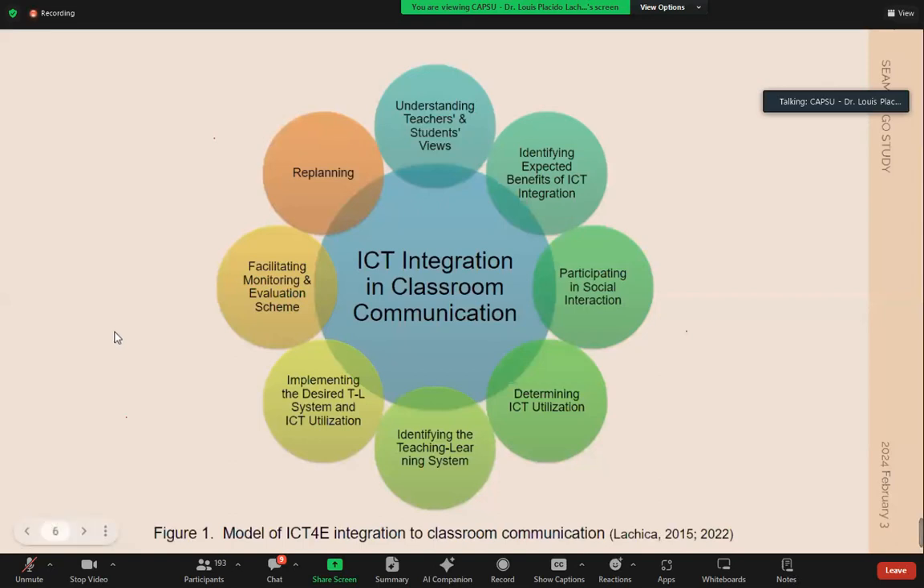Of course, the implementation of a specific intervention needs a facilitating, monitoring, and evaluation scheme so that we can really identify what went wrong and what went well in terms of the implementation. And of course, there is also a need for pre-planning to ensure the sustainability of our interventions. So this model aligns with educational goals, enhances teaching effectiveness, and provides students with the skills needed for the digital age. Factors like infrastructure, teacher training, and ongoing support to ensure successful implementation are also considered.